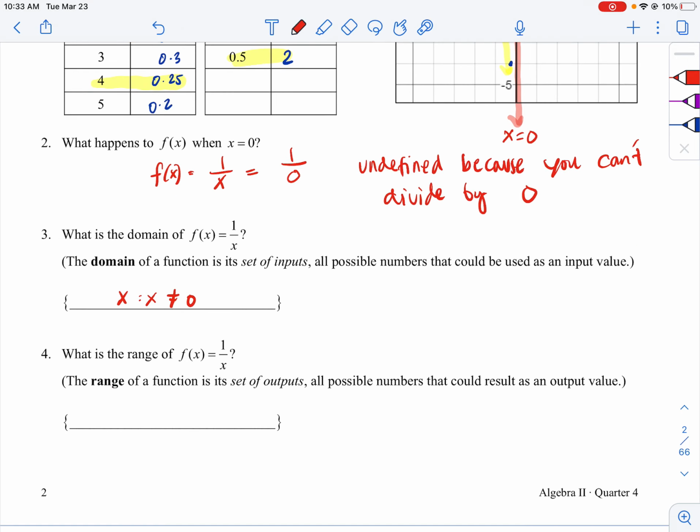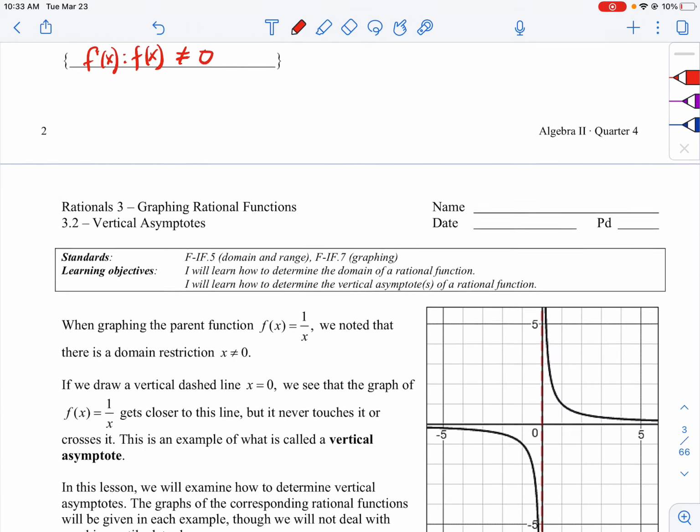So in here, my range is f of x. F of x can be anything, but it cannot be 0. Okay, so that's my range. That's my domain and range for numbers 3 and 4.